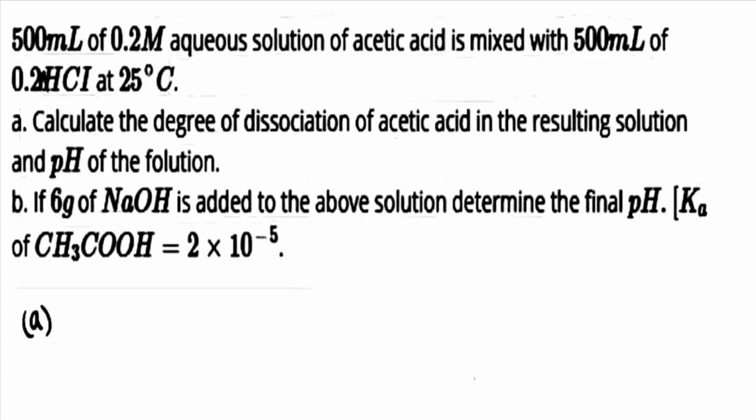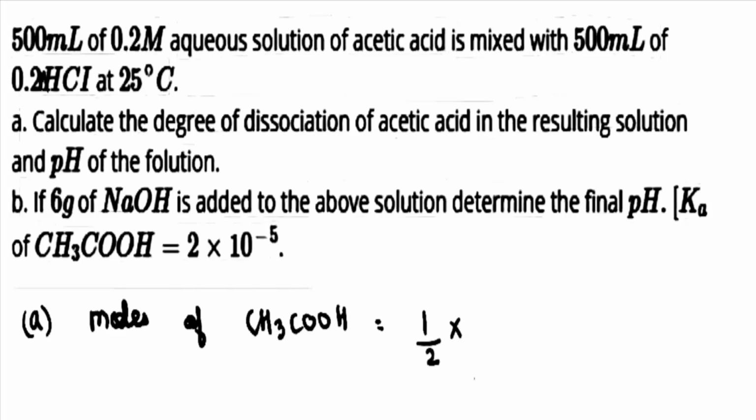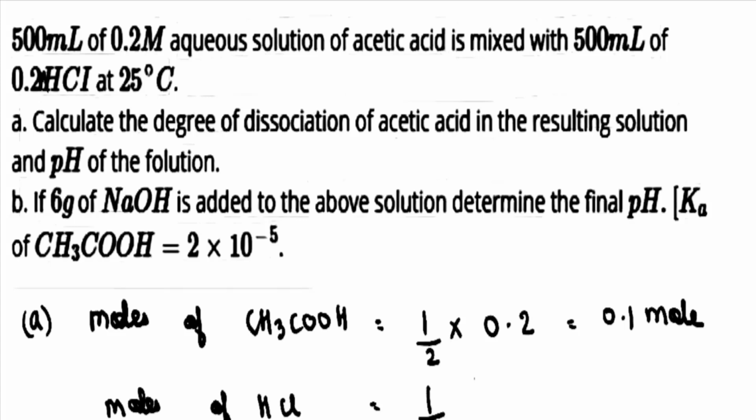So let's get started. We have moles for acetic acid equal to M1V1. So our volume is half liter into concentration is 2.2 molar, which is equal to 0.1 mole. Our moles for HCl will be equal to volume into concentration, which is 0.1 mole.